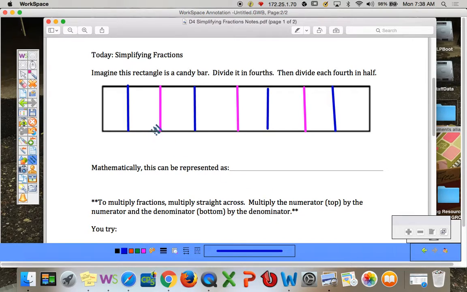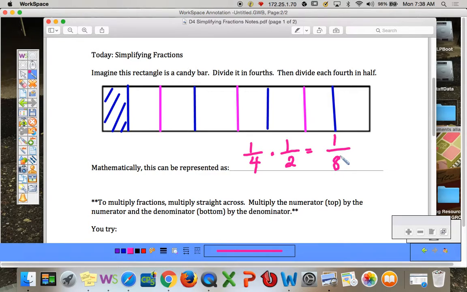Okay. And how many pieces do we have? We have 8 pieces, and if I was eating 1 piece, I would be eating 1 out of the 8. So mathematically, we can represent this as 1/4 times 1/2. And if I'm eating one of these pieces, I'm eating 1/8.